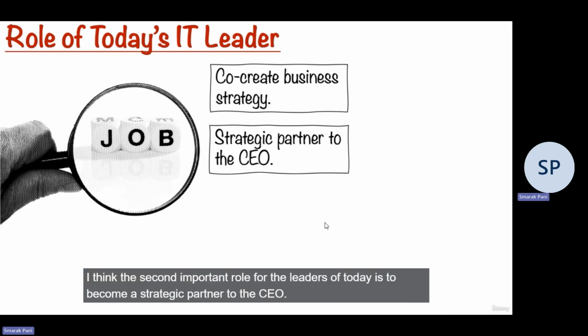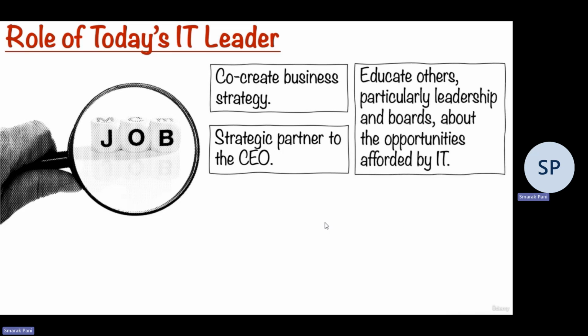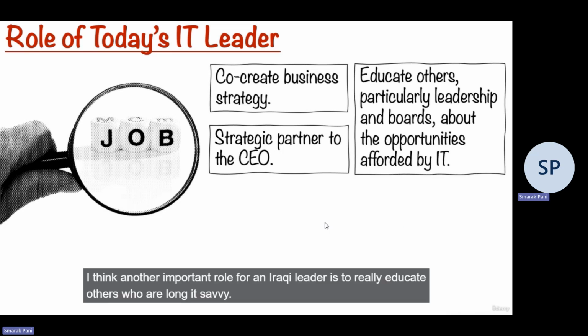Second important role for the IT leaders of today is to become a strategic partner to the CEO, and that's very much consistent with the earlier point that I made about co-creating the business strategy. I think the IT leader has to work very closely with the CEO in the strategic decision making on the business side. They really have to understand what the major challenges are and work with the CEO to try and address those.